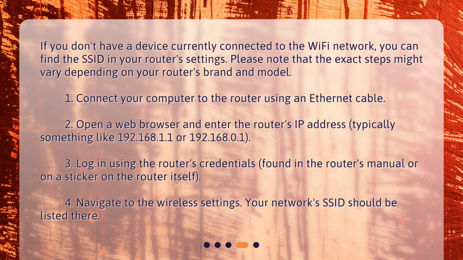2. Open a web browser and enter the router's IP address, typically something like 192.168.1.1 or 192.168.0.1. 3. Log in using the router's credentials, found in the router's manual or on a sticker on the router itself. 4. Navigate to the wireless settings. Your network's SSID should be listed there.